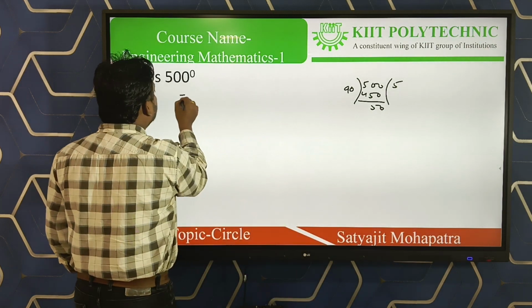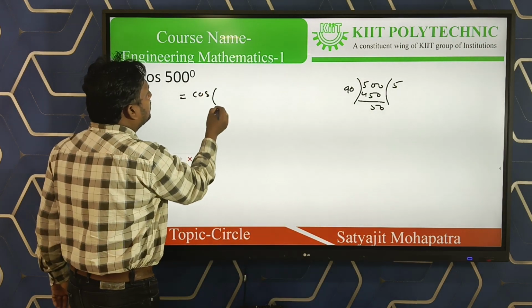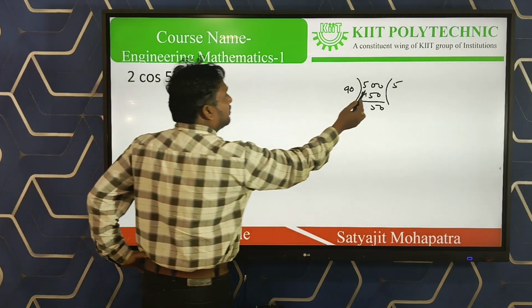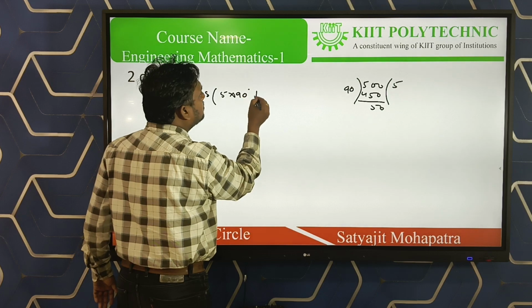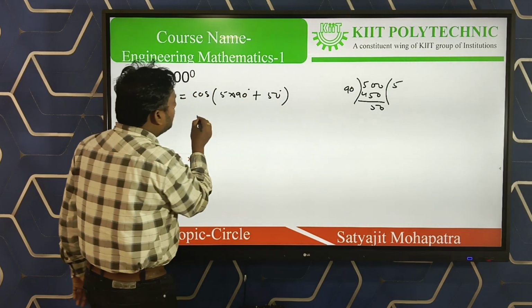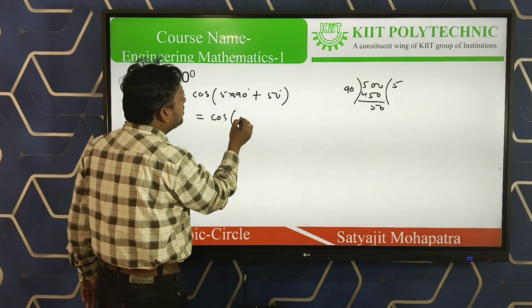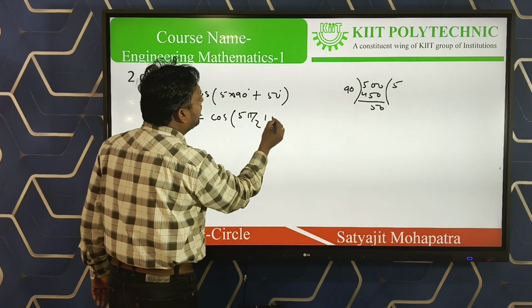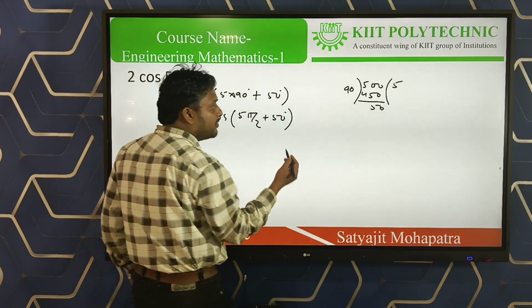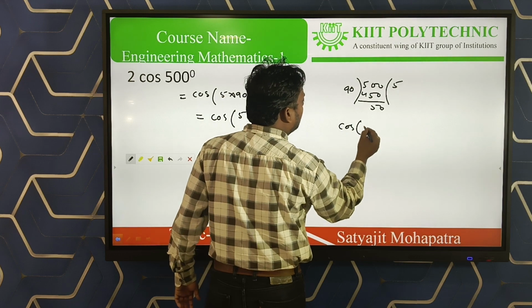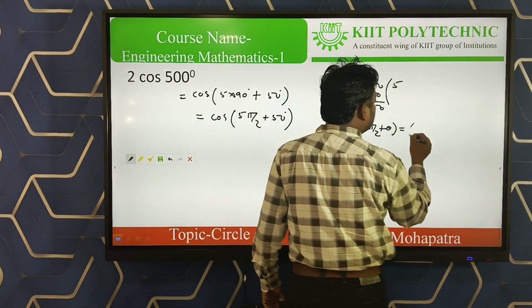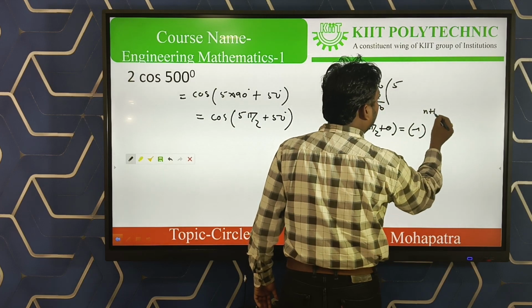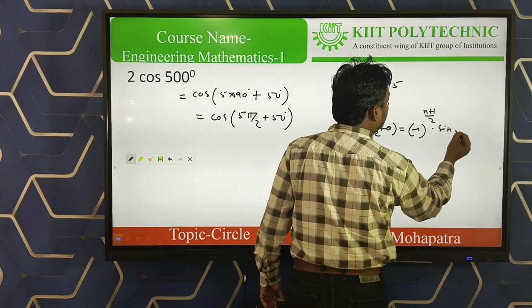So here we can write cos of dividend equals quotient into divisor plus remainder, 5 into 90 plus 50 degree. Which formula does it take? Cos of 5 into pi by 2 plus 50 degree. There is a formula to be remembered: cos of n pi by 2 plus theta equals minus 1 to the power (n plus 1) by 2 into sin theta.